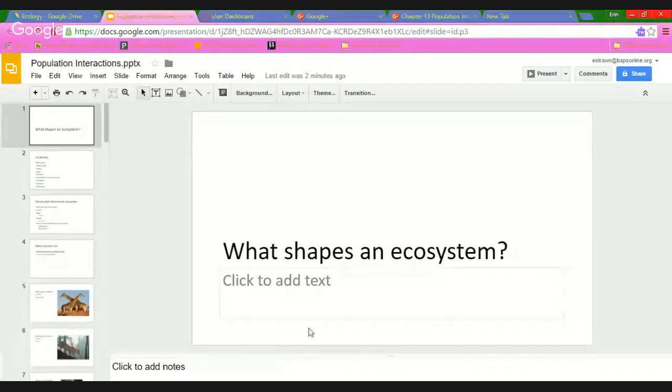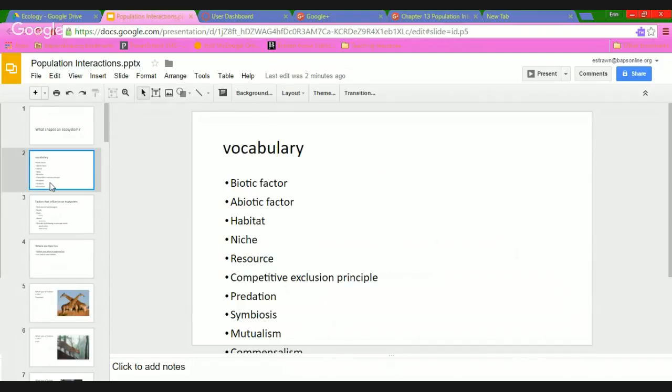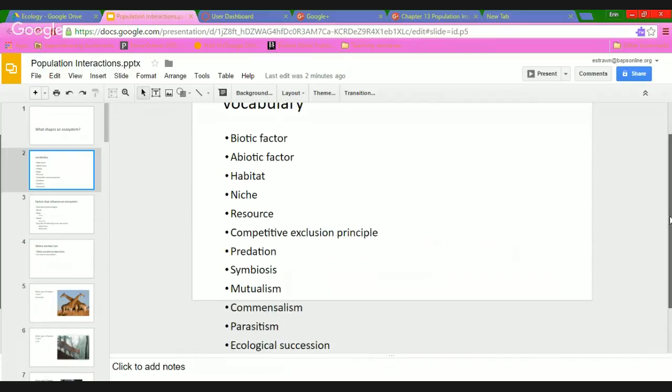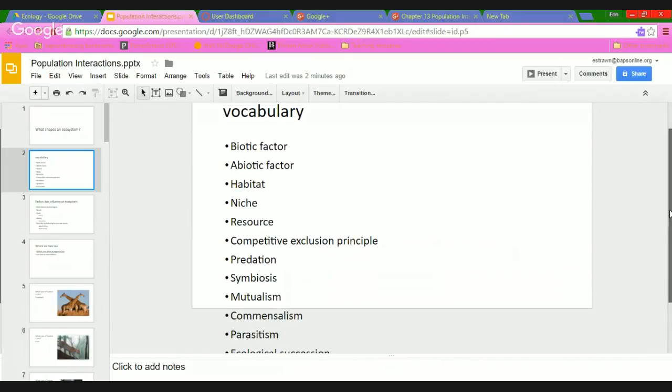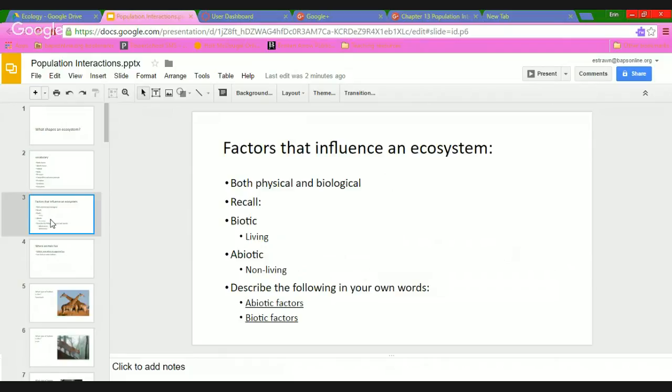So we were learning about interactions of populations and how they shape an ecosystem. Here is your vocabulary. Again, this is all in that document that is labeled Ecology Vocabulary for Chapter 13. So you'll have all of these words in there and their definitions. Okay, so the first thing that we need to talk about is the difference between living and non-living things.